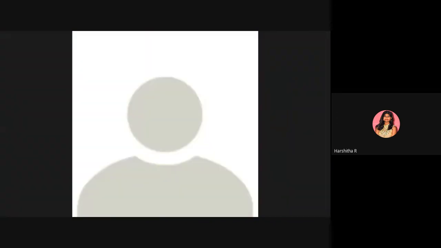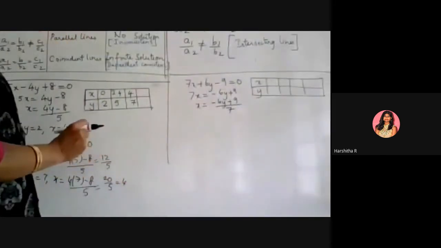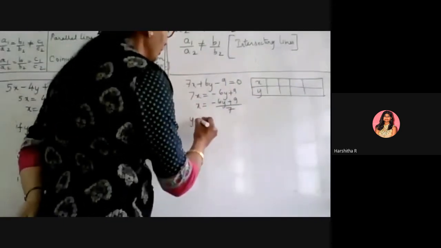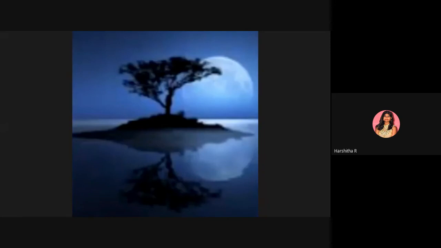Yes. Is there any place where I will get y is equal to negative 2? Yes, ma'am. Okay, y is equal to negative 2. What did you get? x is equal to negative 6 times negative 2 plus 9 divided by 7. So that will be positive 12 plus 9 divided by 7. That is 21 by 7, which will be 3. Good. So negative 2, I get a positive 3.